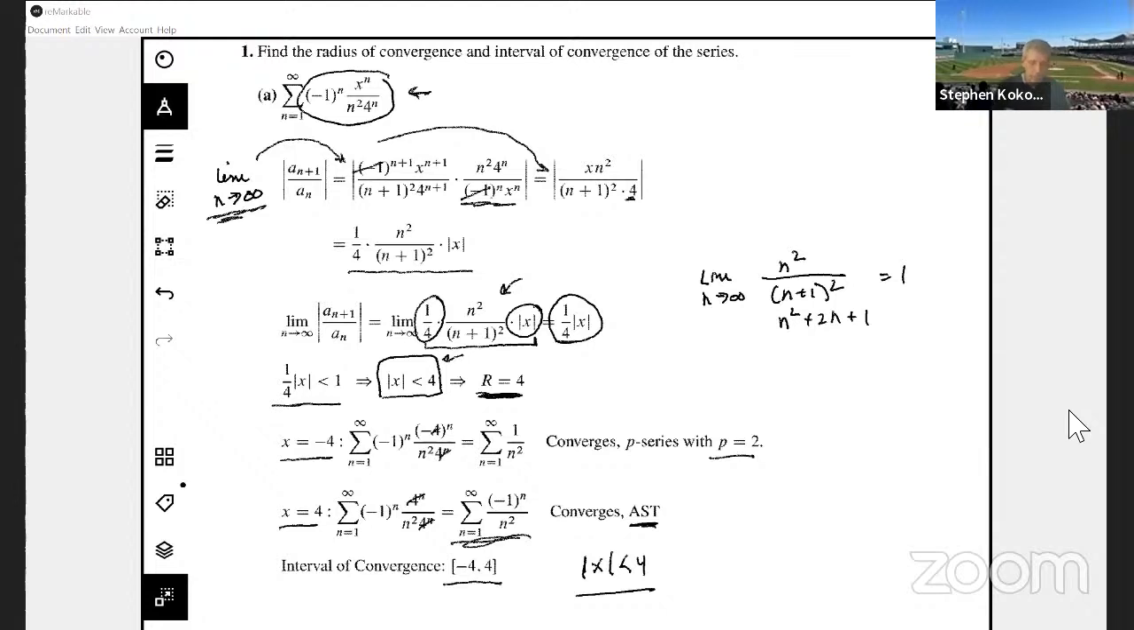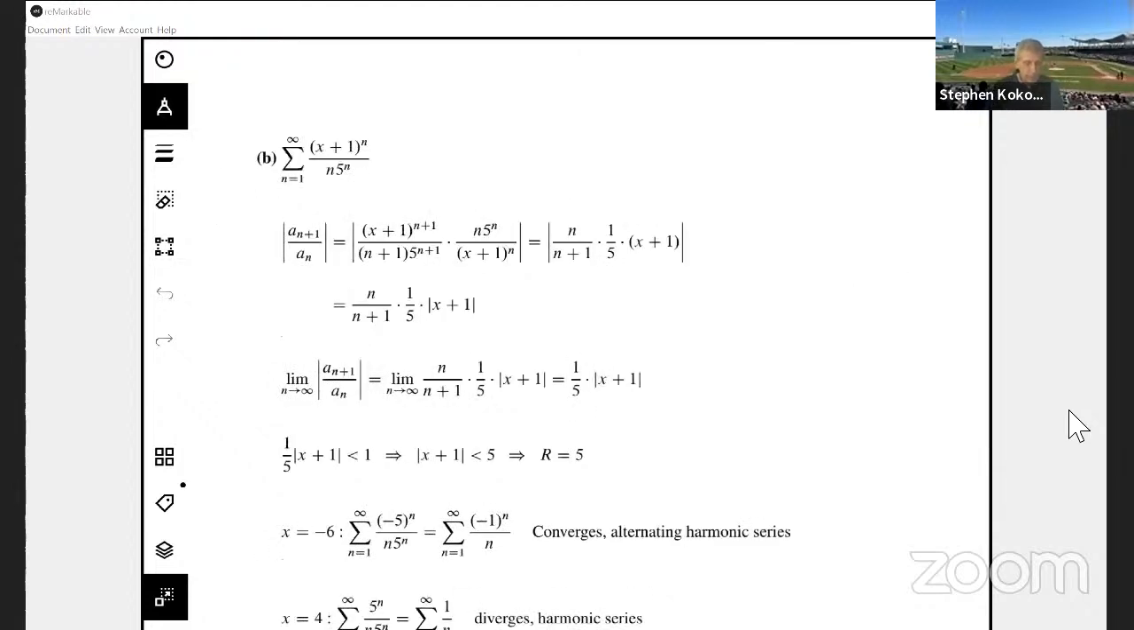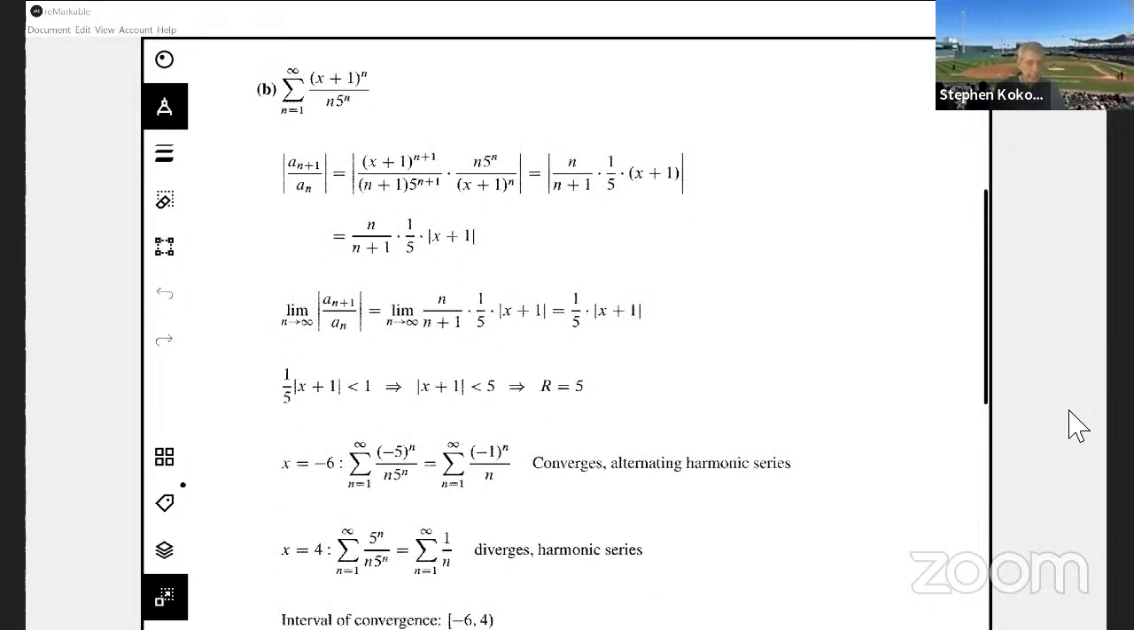Okay, let's take a look at this one. The sum from n equal 1 to infinity, x plus 1 to the n over n 5 to the n. So let's see. This power series is centered at -1. I'm going to start in the same manner. I'm going to take a look at the absolute value of that ratio, a sub n plus 1 divided by a sub n. And I'm going to quickly take the reciprocal of the denominator and multiply.